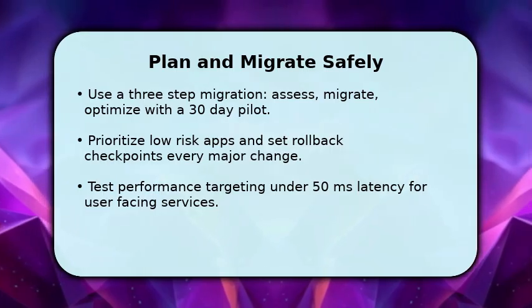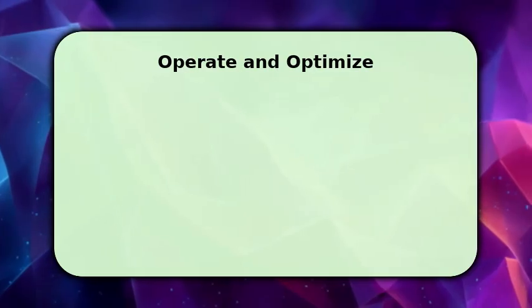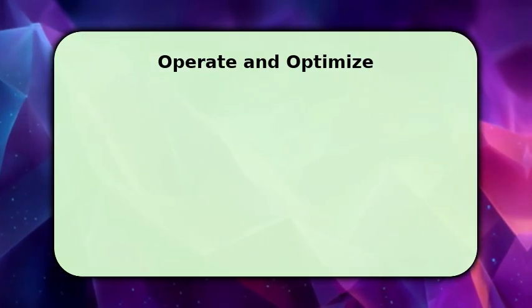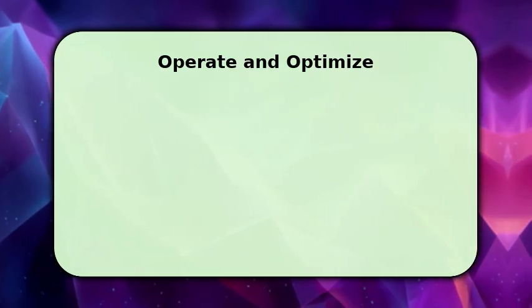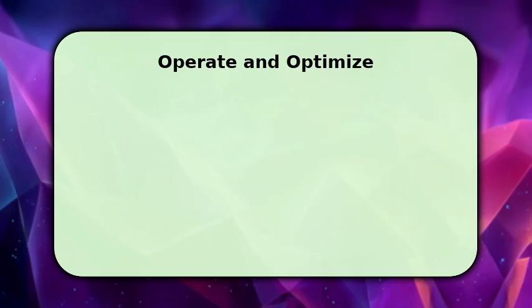Enable auto-scaling with thresholds at about 70% CPU to control costs. Implement monitoring for metrics, logs, and traces to detect issues early. Keep backups for 30 days and validate restores monthly to ensure recoverability.